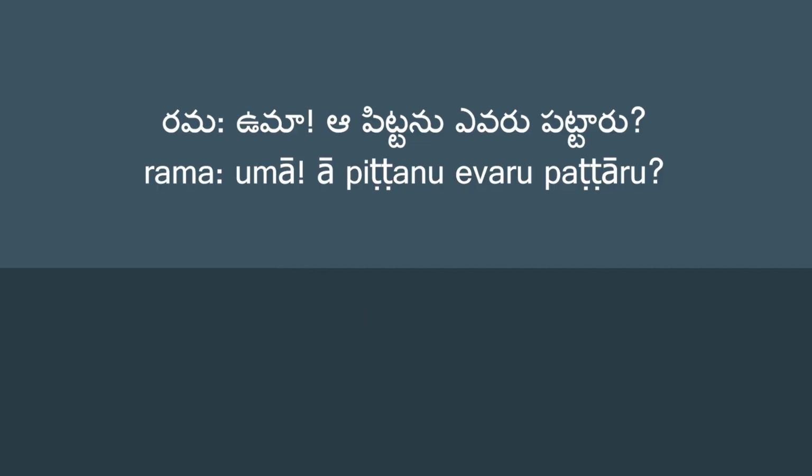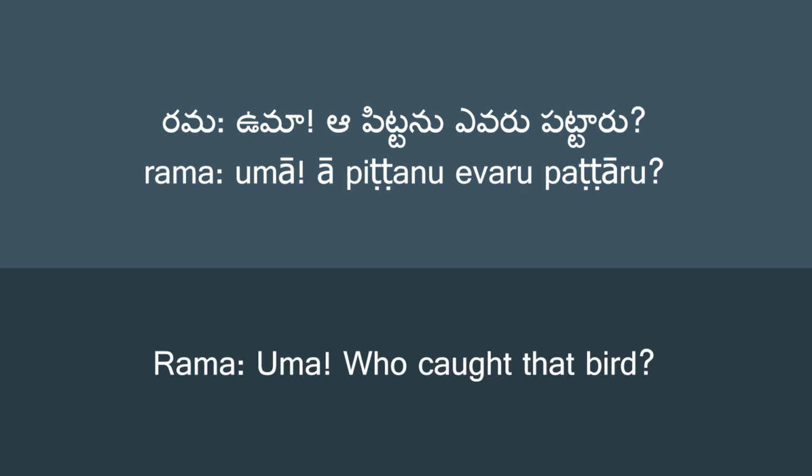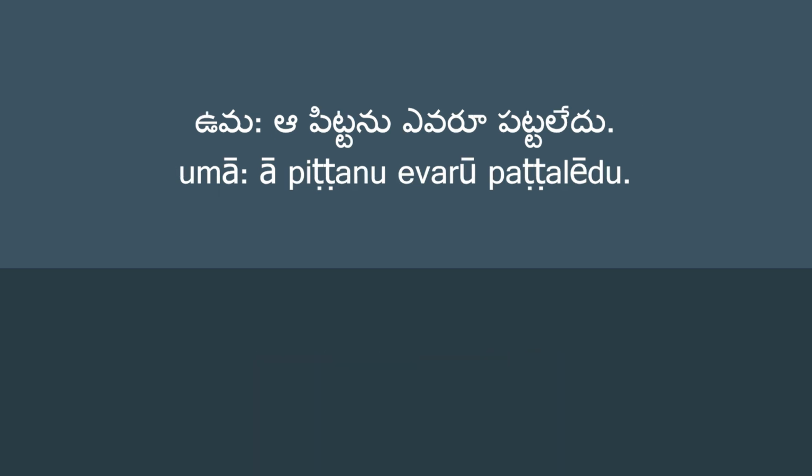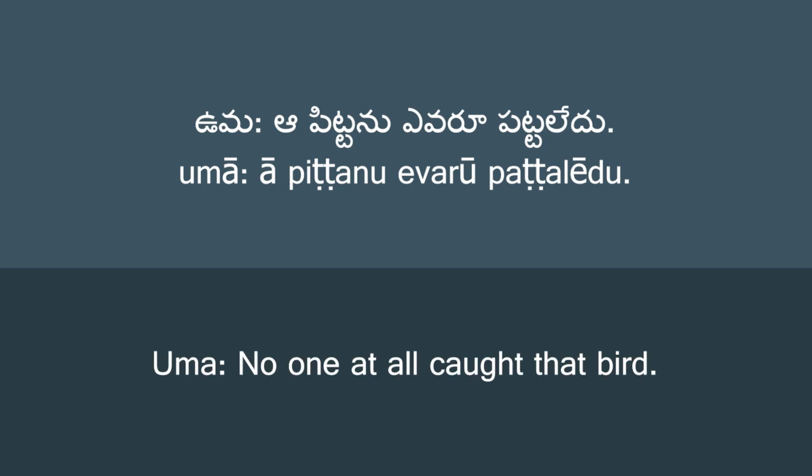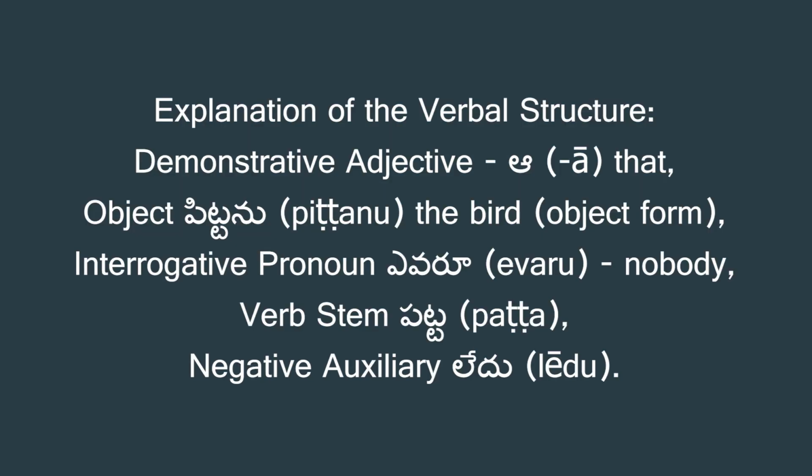Uma, ఆ పిట్టను ఎవరు పట్టారు? Uma, who caught that bird? The negative form is ఆ పిట్టను ఎవరూ పట్టలేదు, which means no one at all caught that bird. Explanation of the verbal structure. Demonstrative adjective a, that, object pittanu, the bird in object form. Interrogative pronoun evaru, nobody. Verb stem patta, negative auxiliary ledu.